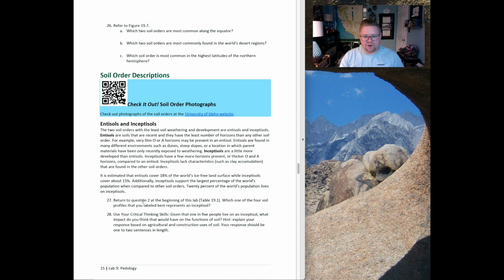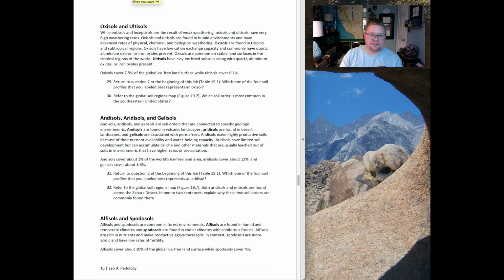So it says, returning to question 2 at the beginning of this lab, which of these 4 soil profiles do you think would best represent one of these types of soils? So you're going to be working back and forth on these activities. So you have entisols, and then you move on into the next page, looking at oxisols, andisols, alfisols. So you're working through all these different types of soils.